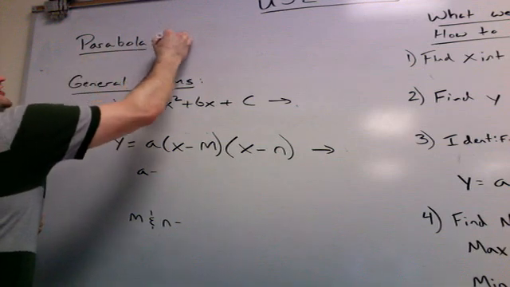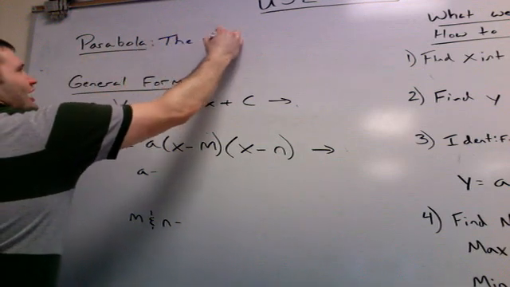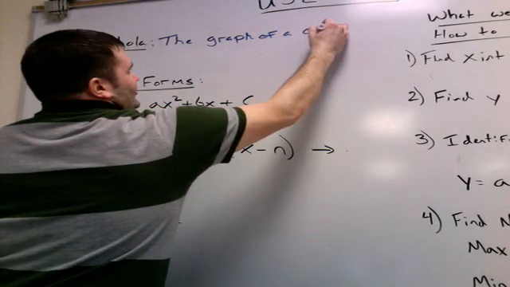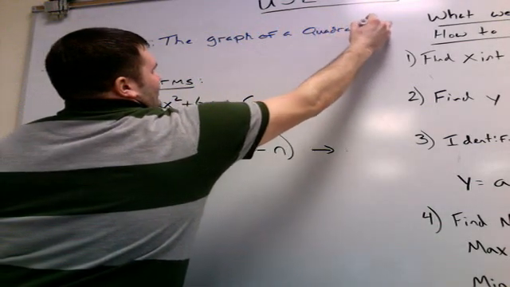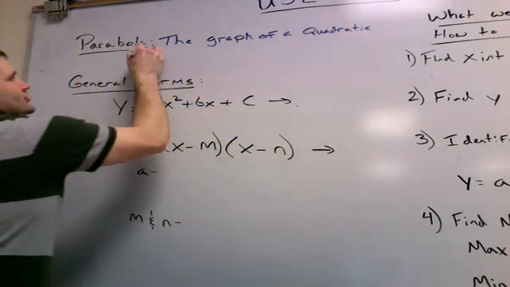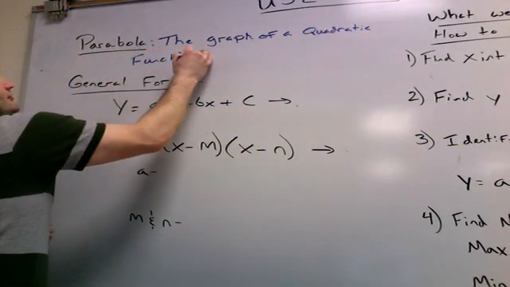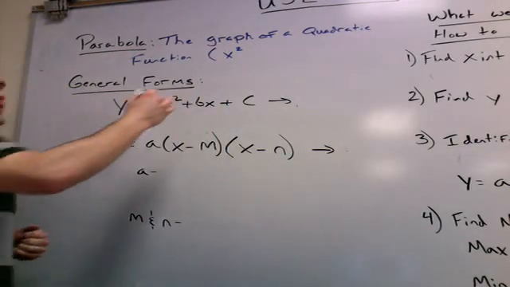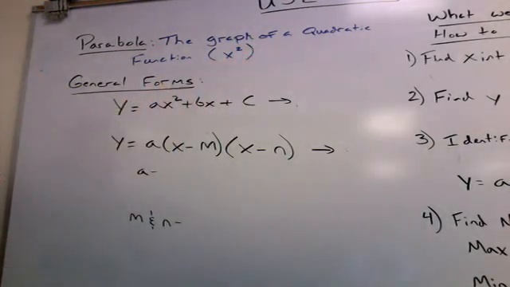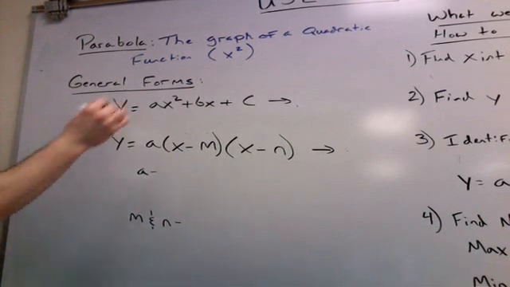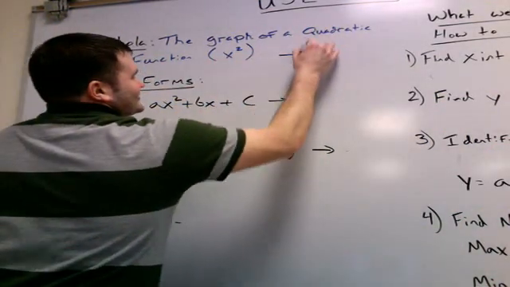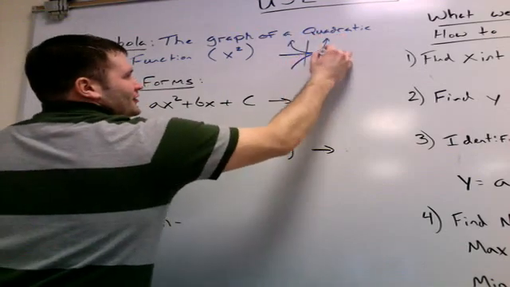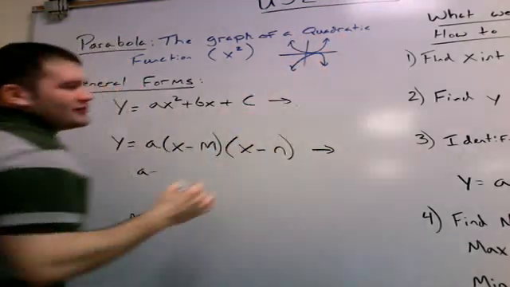Quadratic functions. So a parabola is the graph of a quadratic function. That means it has an x squared in it. Our graph will look like this. There'll be a U shape either up or a U shape down.